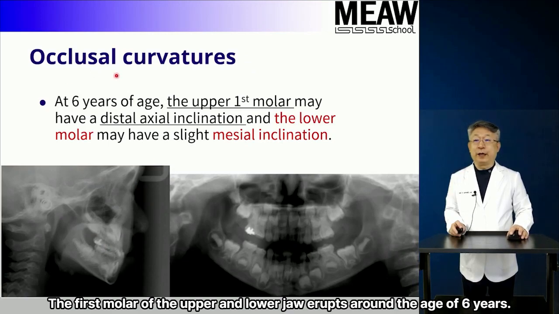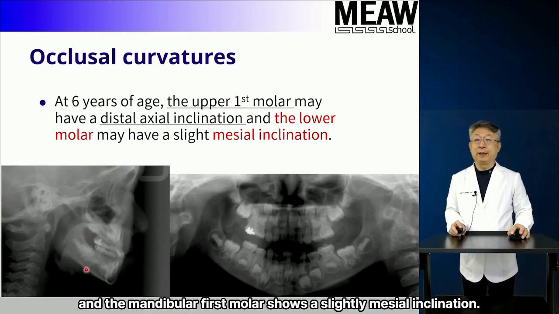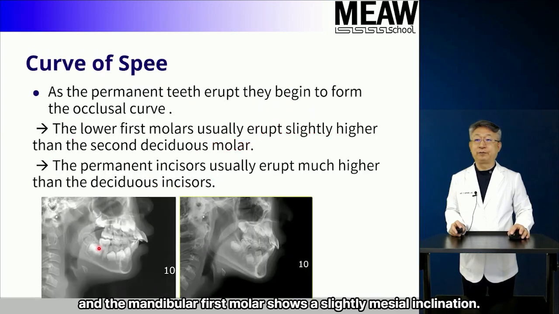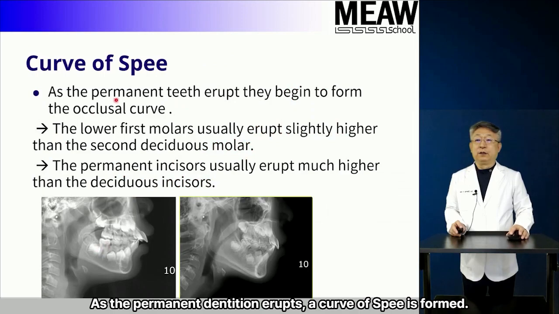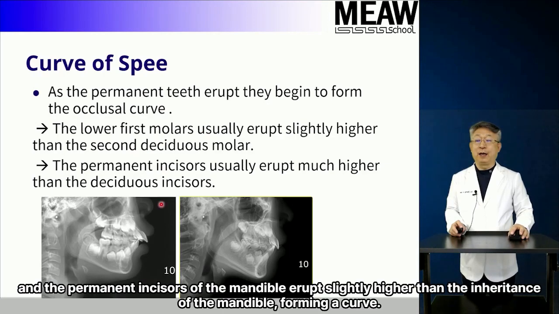The first molar of the upper and lower jaw erupts around the age of 6 years. At this time, the maxillary first molar shows a distal inclination, and the mandibular first molar shows a slightly mesial inclination. As the permanent dentition erupts, a curve of Spee is formed. In other words, the mandibular first molar is slightly higher than the mandibular primary second molar, and the permanent incisors of the mandible erupt slightly higher than the primary incisors of the mandible, forming a curve.